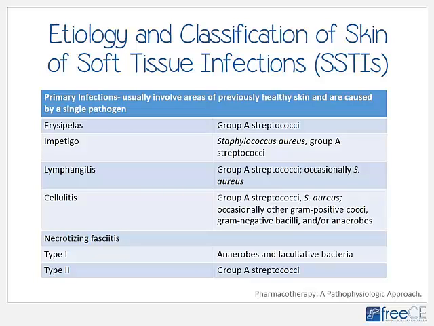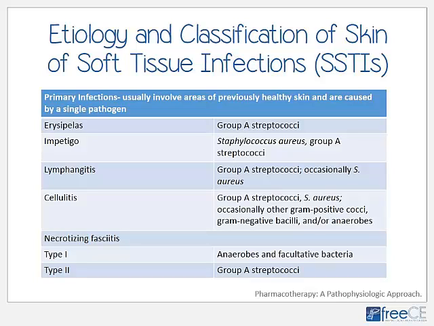Primary infections, as you'll see on the slide, usually involve areas of previously healthy skin and are caused by a single pathogen. On the other hand, secondary infections occur in areas of previously damaged skin and frequently are polymicrobial. So think about treating them a little bit differently. We have a few different types of infections listed up there that cause primary infections. We have erysipelas, which is something that you may or may not have heard of before, typically caused by group A strep. Impetigo is typically caused by Staph aureus as well as strep. It's frequently seen in small children and frequently affects the nose, the nares.